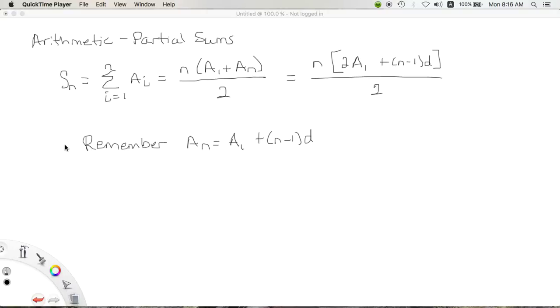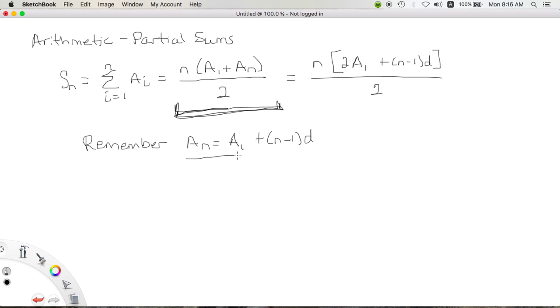Now, we've talked about finding partial sums in other lectures, but we're going to talk specifically about an arithmetic sequence. If we want to find a partial sum for an arithmetic sequence, we actually have a formula we can use, or rather two formulas we can use. This is the general formula for the nth partial sum of an arithmetic sequence.